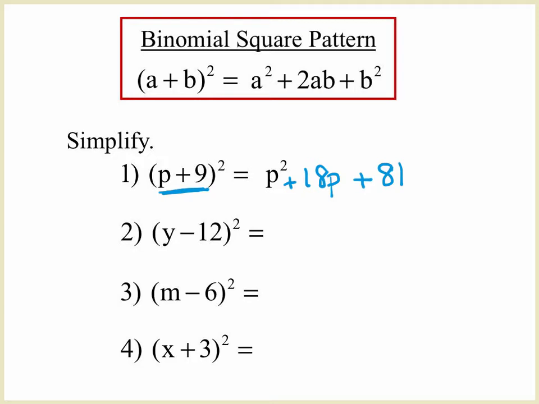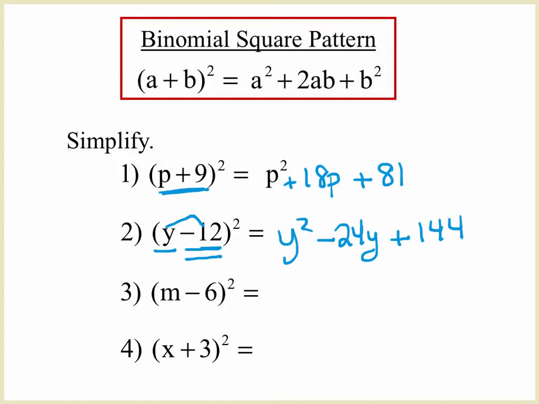Let me try one more. Square your first term, y squared. Square the last term, 144. Now, I'm going to multiply them both together. Y times negative 12 is negative 12y. Then do it twice. Times 2 is negative 24y. Now, what sign is that 144? Remember, when I have negative 12 times negative 12, I end up with positive 144.